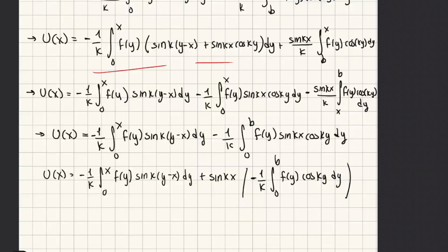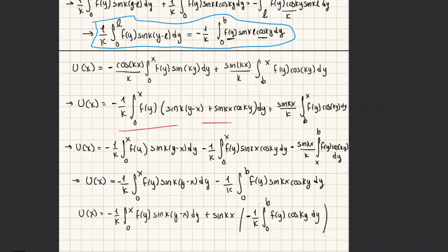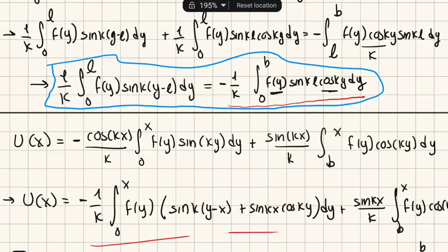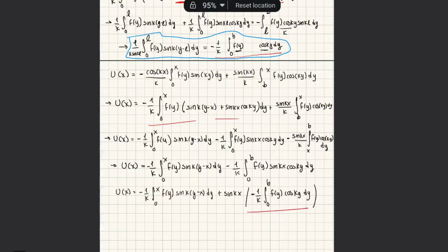Right? With this, we can see more clearly that this thing is what we have here, just by taking this sine kl out. If we do that, if we take that sine kl out, let me erase it, it will be here, right? It will be k sine kl. Okay, so that integral that we have here is going to be equal to this.